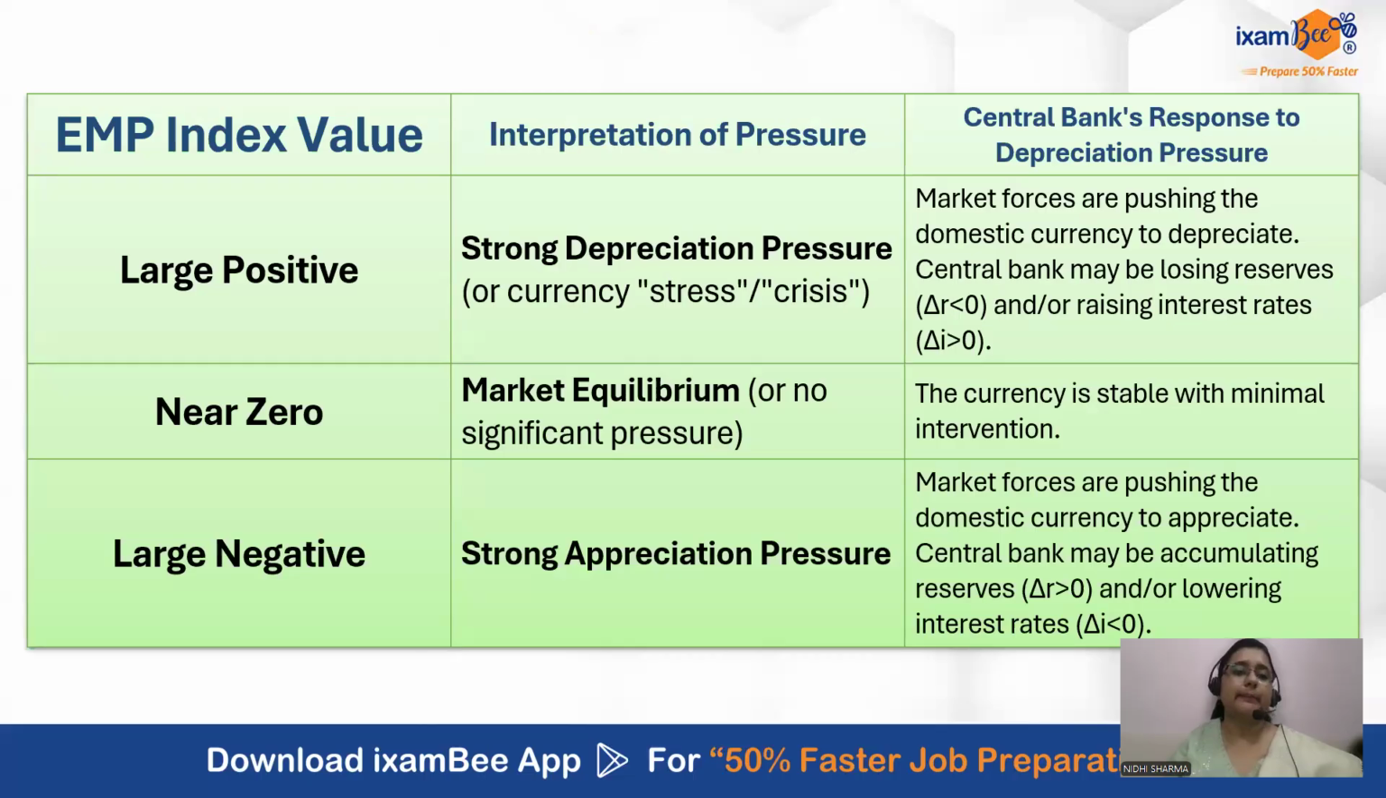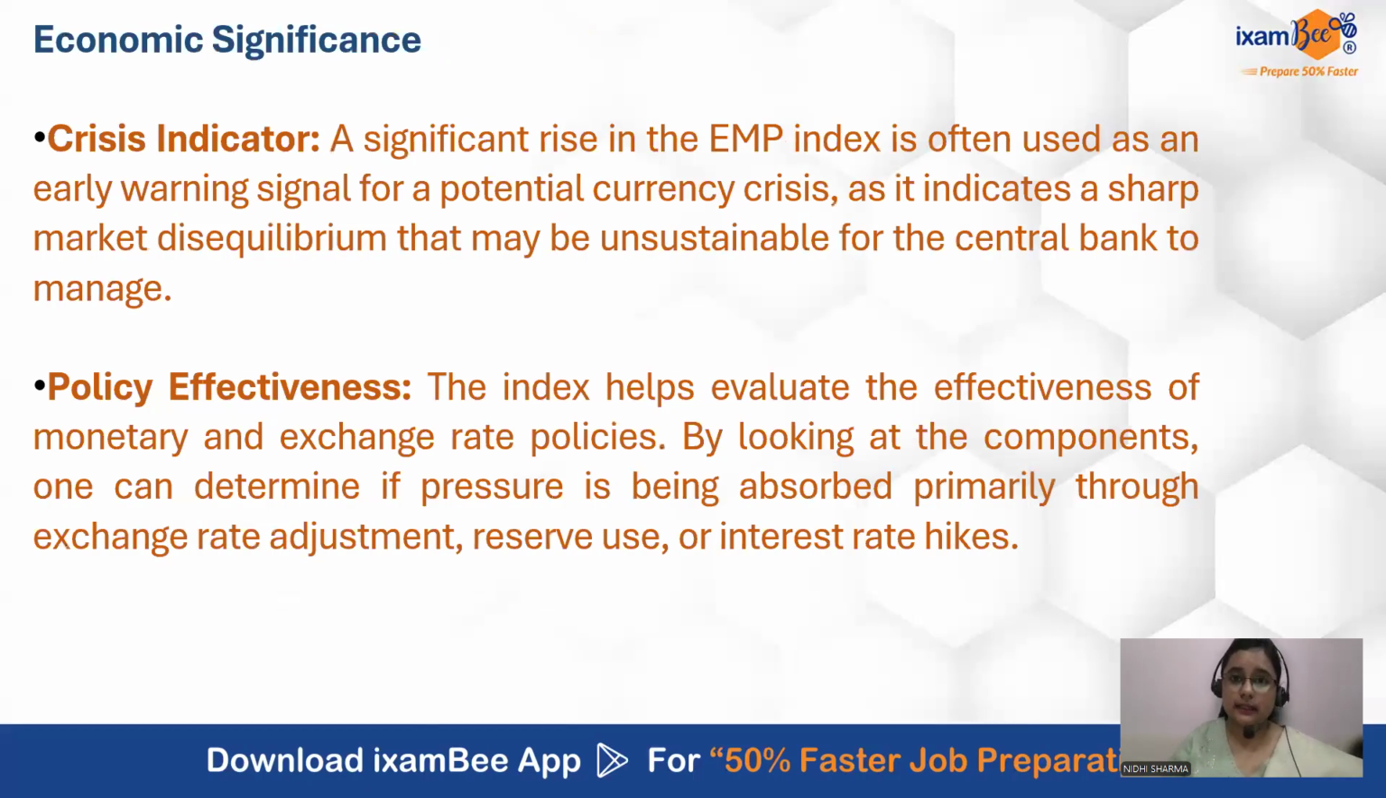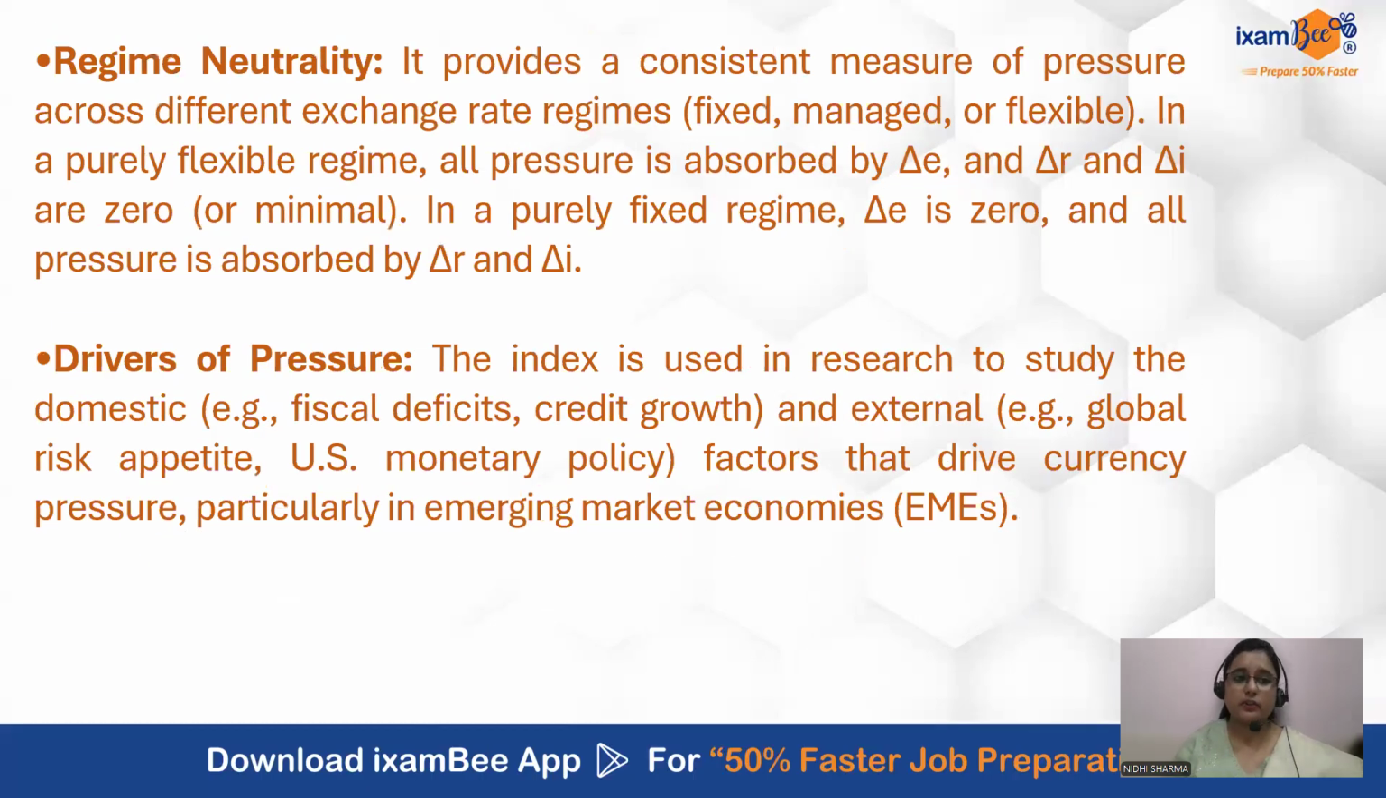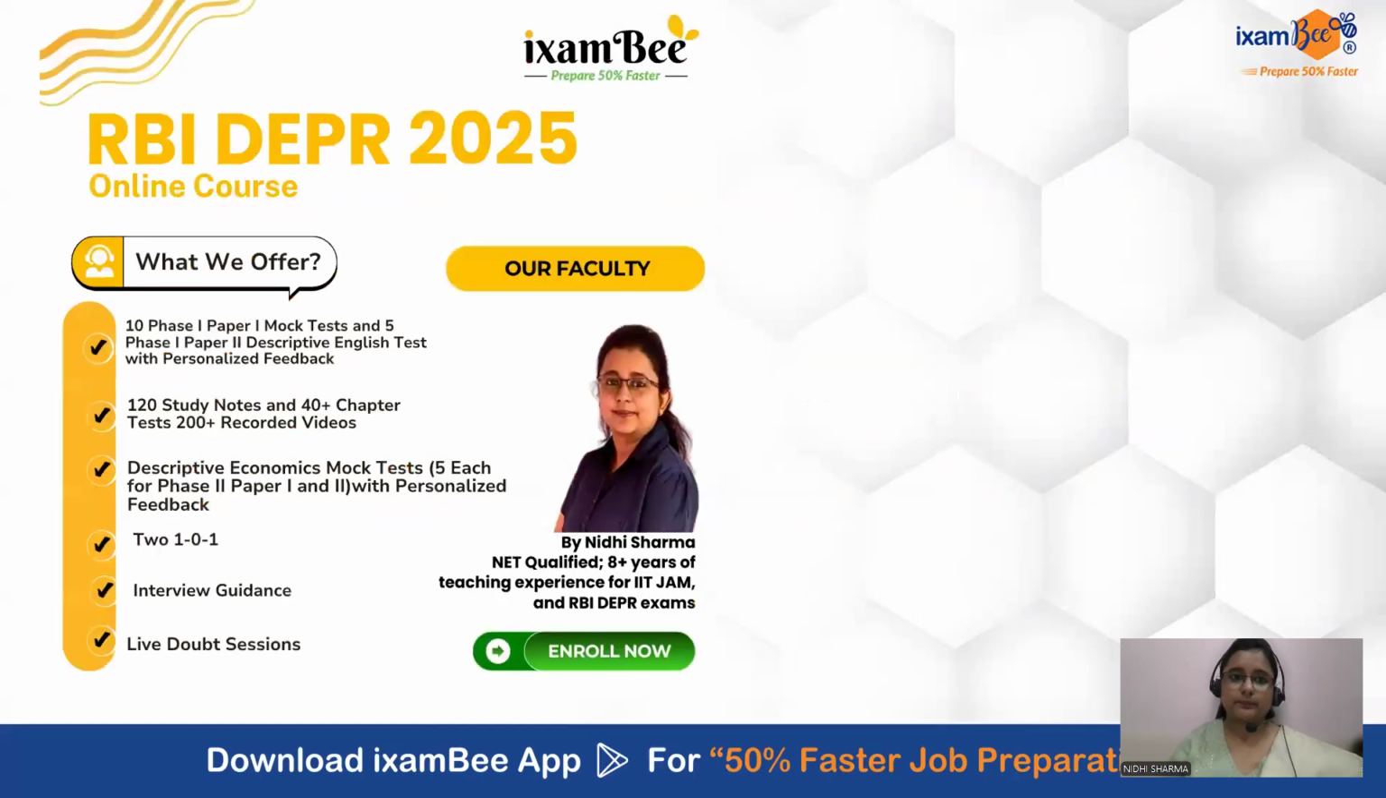Now, this is the EMP index value. If it is large and positive, this indicates strong depreciation pressure. Near zero, market equilibrium. Large and negative, strong appreciation pressure. What is its economic significance? It is a crisis indicator. Policy effectiveness can also be shown, along with regime neutrality and drivers of pressure.